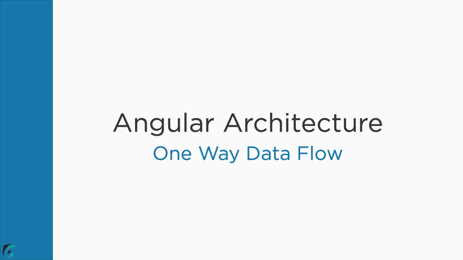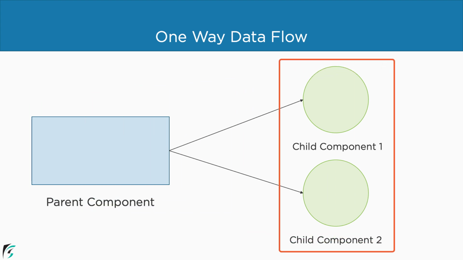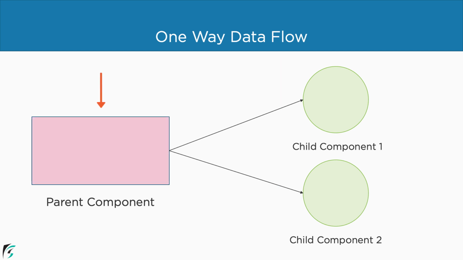Next, one-way data flow. Although we call this an architectural construct, it is really about change detection. For example, this is the parent component and here are the two child components. If some change happens to the state of the component, it causes the child components to also execute a change detection cycle. Each one checks its state. The component is then re-rendered with a new state. Notice that this flow is always one way, never the reverse.